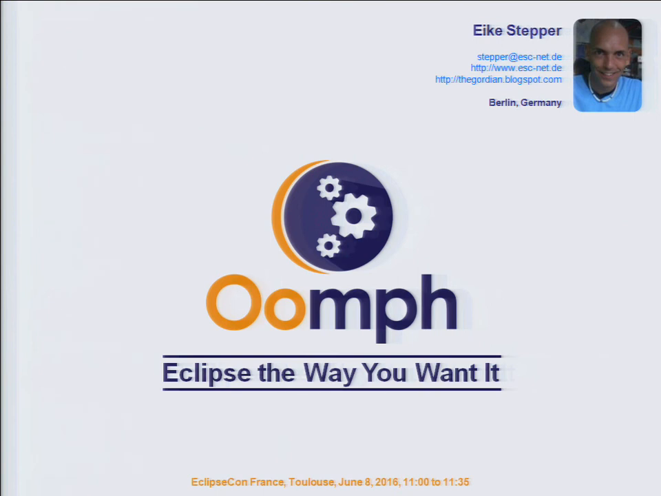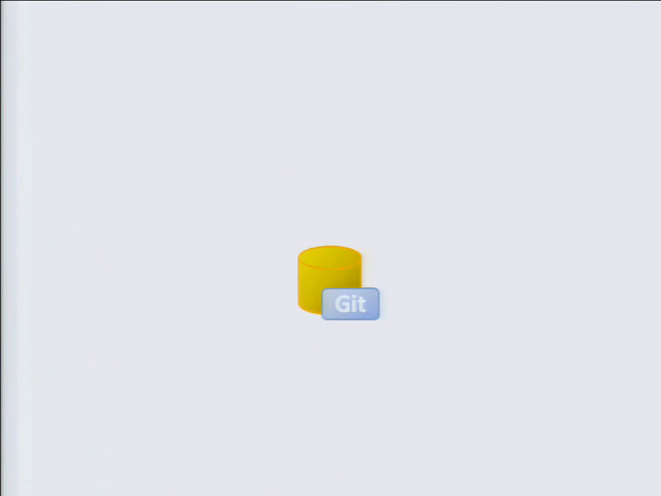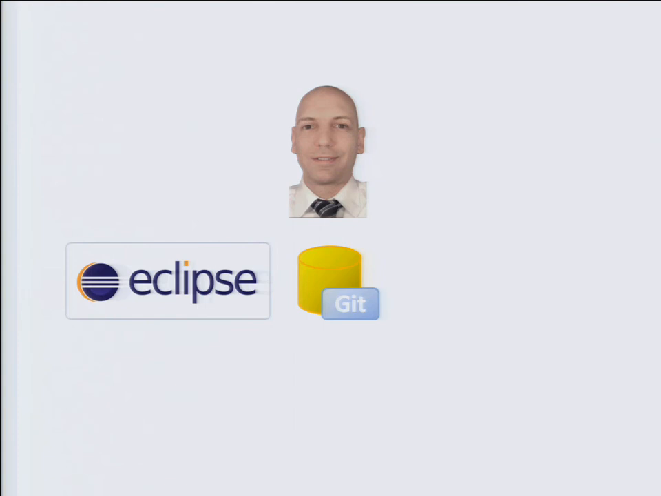So imagine there's a company with an existing software project, and the source code lives in a central Git repository. And a new developer comes into this project and wants to work on the source code. So what does he do? First, he installs an Eclipse on his laptop, starts Eclipse, and when it's running, the workspace is empty, of course.